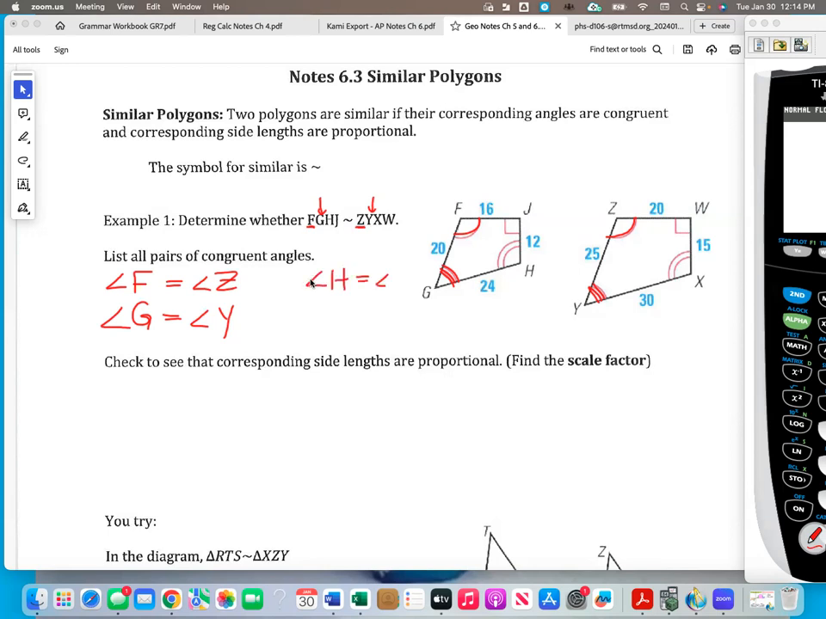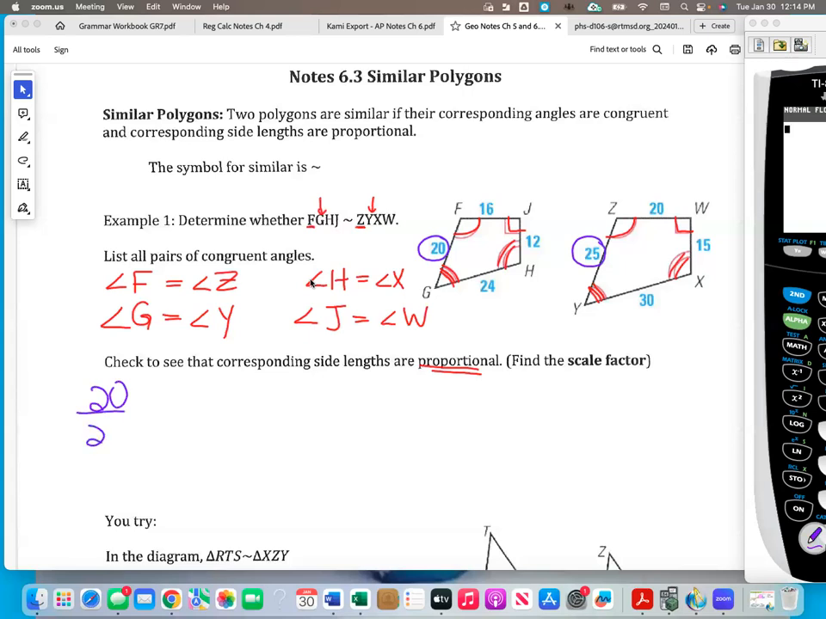Angle H has to equal angle X. H has 2 marks, X has 2 marks. And finally, angle J has to equal angle W, the right angle in both of these. So in similar figures, similar triangles, the angles that correspond that are in the same position are equal. What's different is the sides are going to be proportional. Well, what does that mean? That means if you match up the sides, this side 20 corresponds with that side 25.